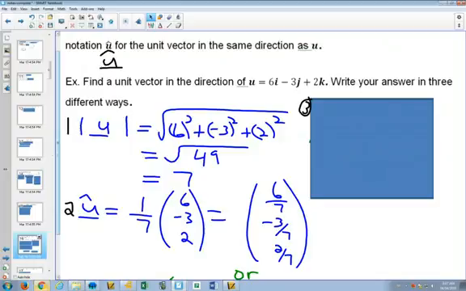Another way that you could write it is that 1/7 could get distributed to each coordinate, or each x, y, and z.